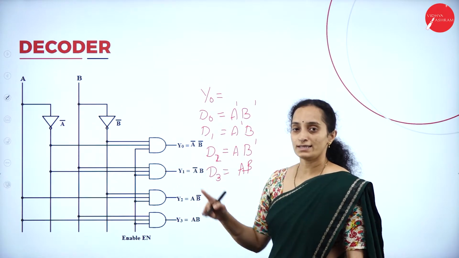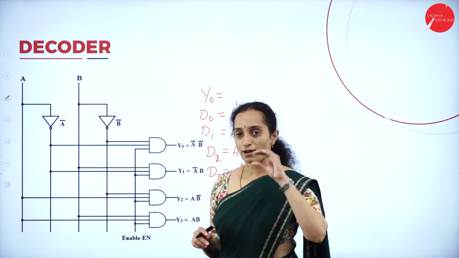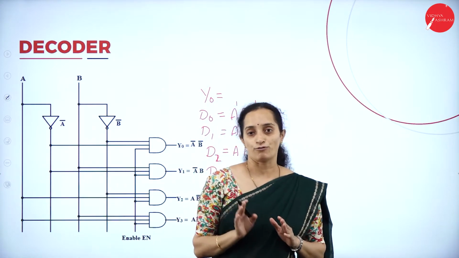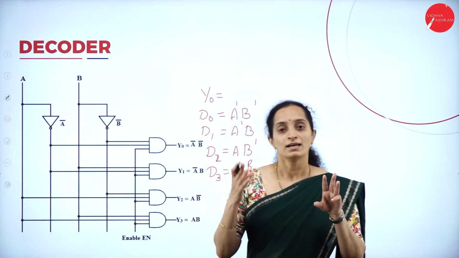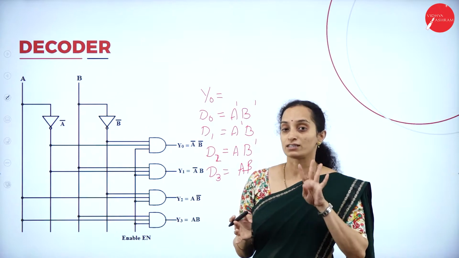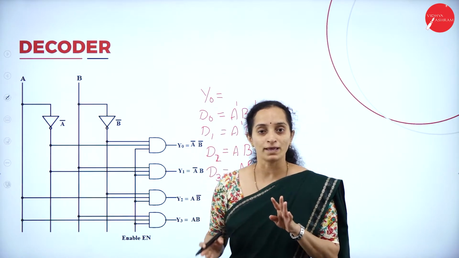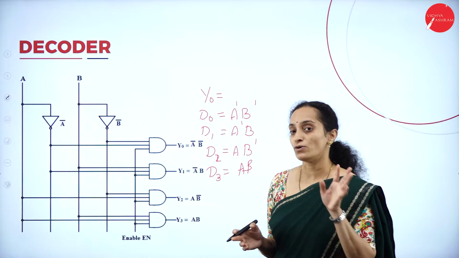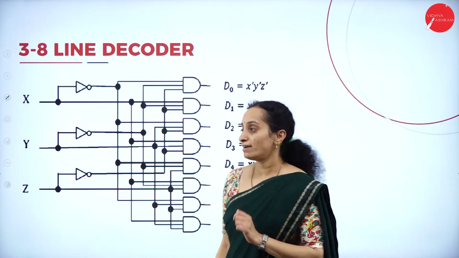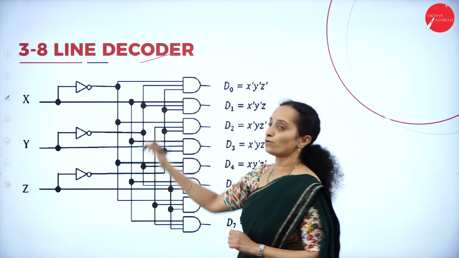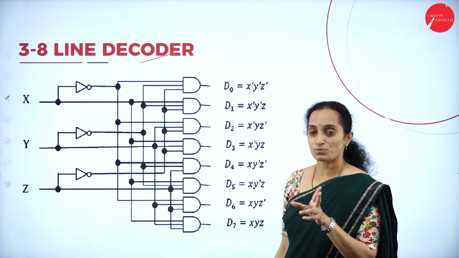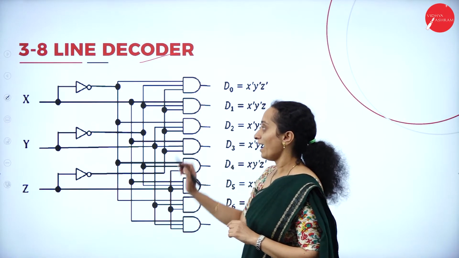The decoder is decoding. That is, from n number of inputs, you are getting 2 to the power of n number of outputs. If it is 3 inputs, the output will be 8. If it is 2, the output will be 4. If it is 4 inputs, the output will be 16, 2 to the power of 4. In this, we have a 3 to 8 line decoder. We are taking 3 inputs. That means you are going to get 8 outputs, that is 2 to the power of 3, 8 outputs.